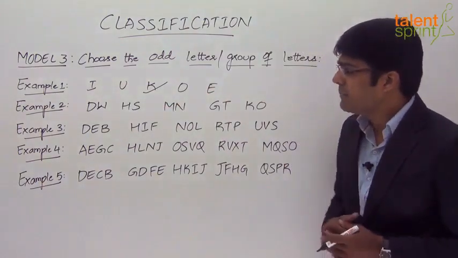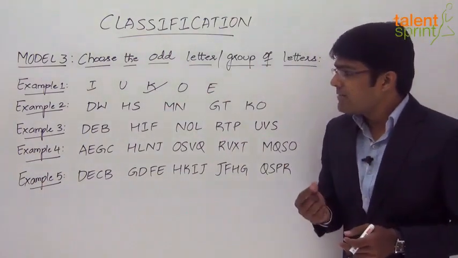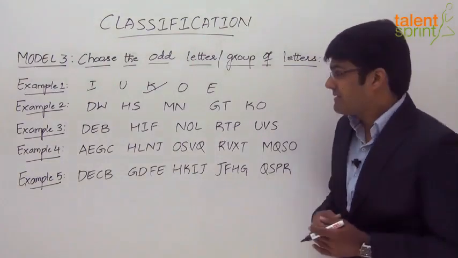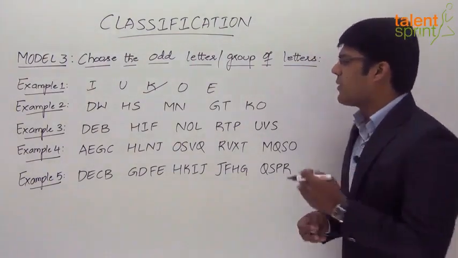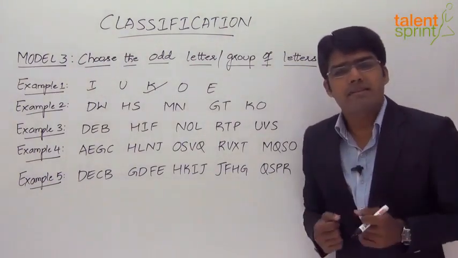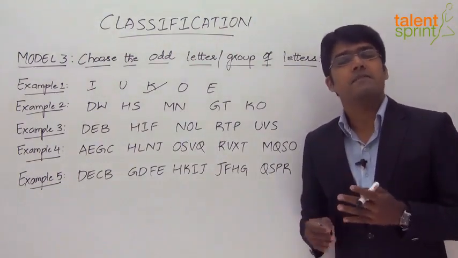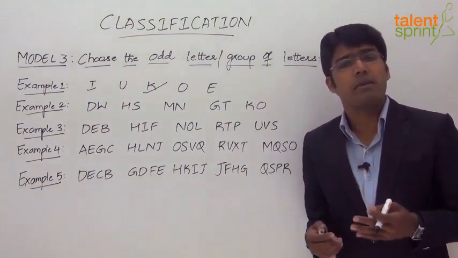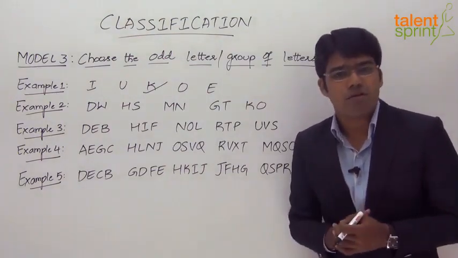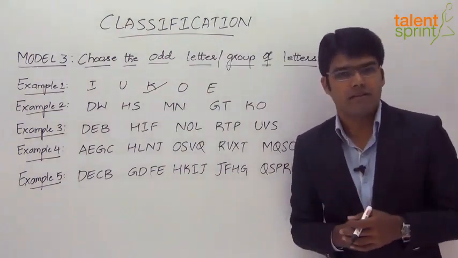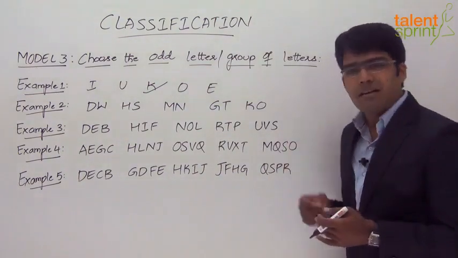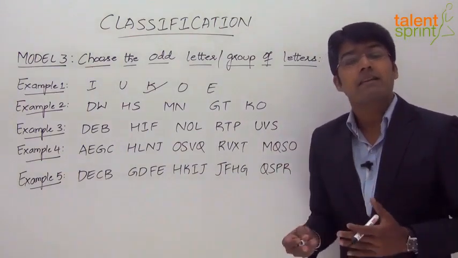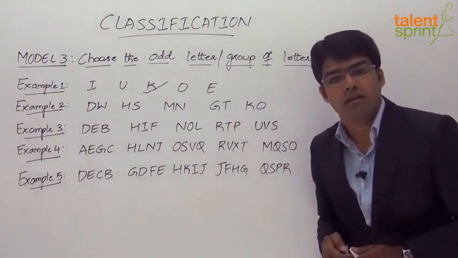Let's look at the second example. Here we have pairs of letters: D, W, H, S, M, N, G, T, K, O. Now remember friends, most of the time the classification of letters can be done based on the positions of these letters as per the English alphabet, right? So let's try to work on the positions of these given pairs of letters and see if that helps us in finding out the odd one.